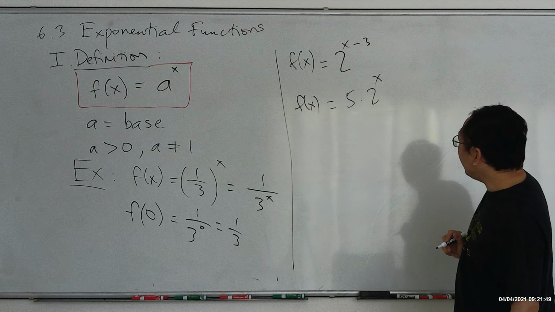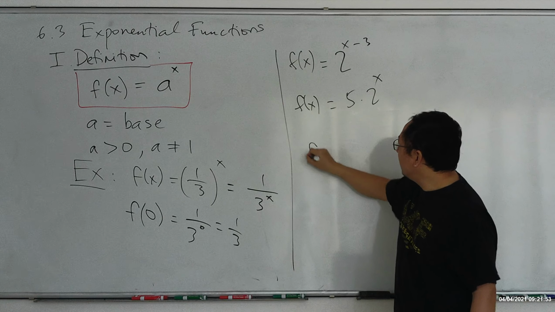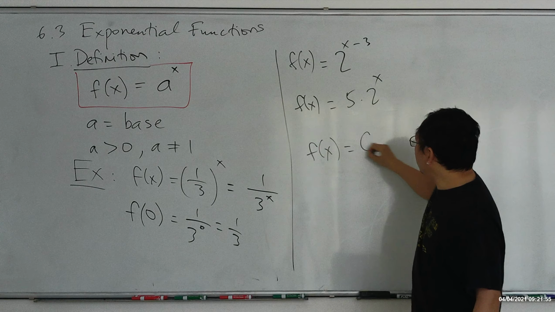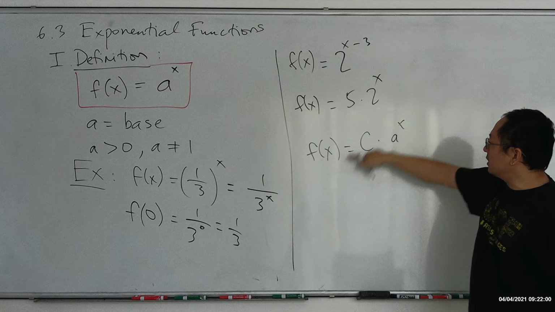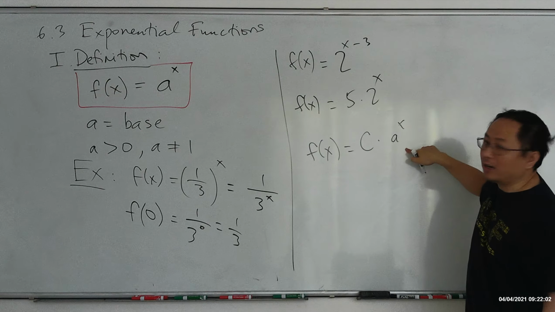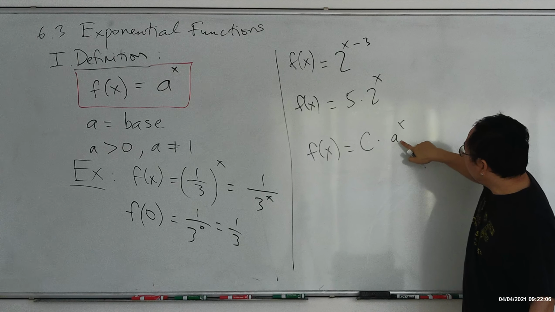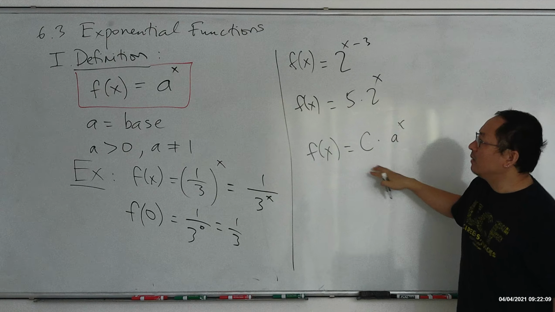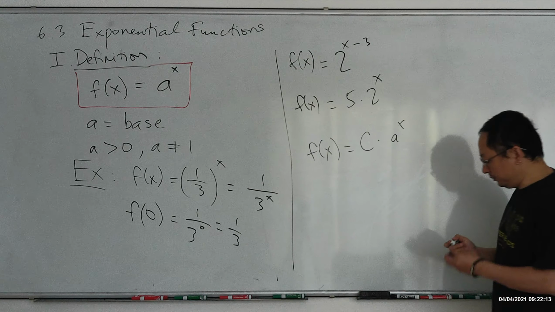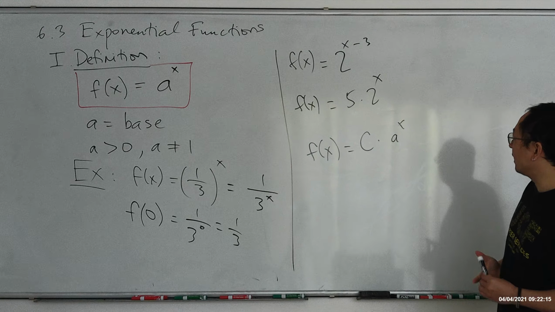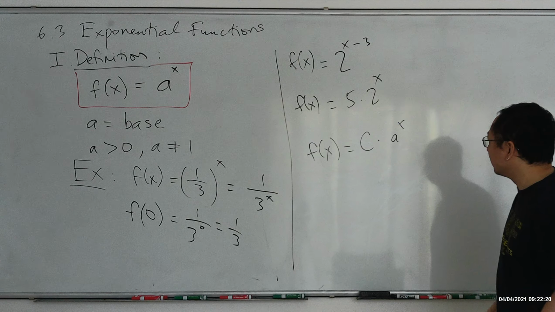Many books define the exponential function this way: f of x equals c times a to the x. I wrote this to give you a general form. If you define the exponential function this way, then c here is 5 and a here is 2. Match up. But I claim that the original definition is more compact.